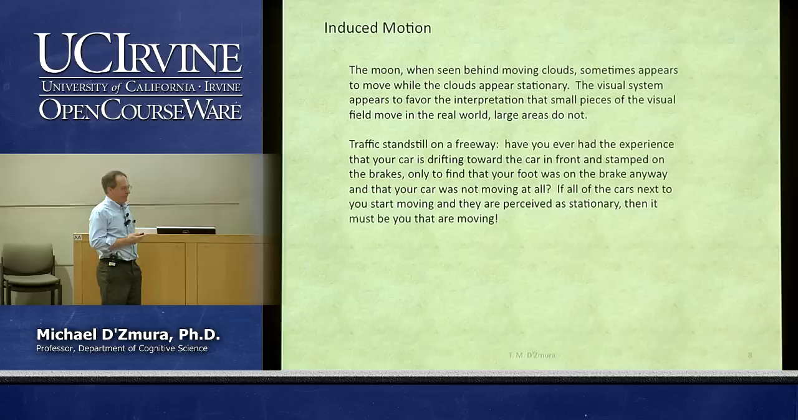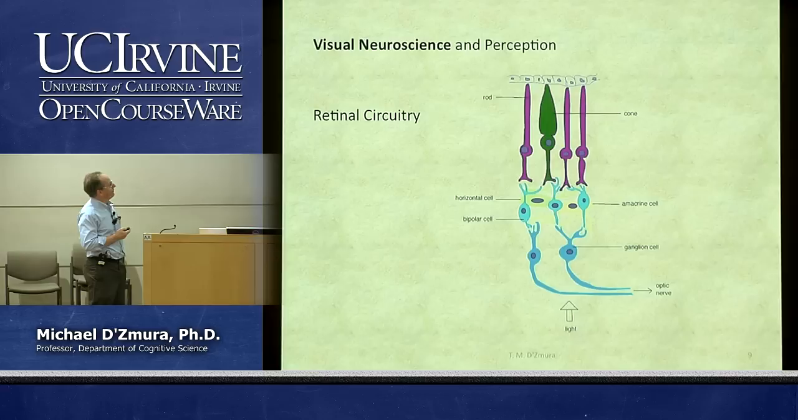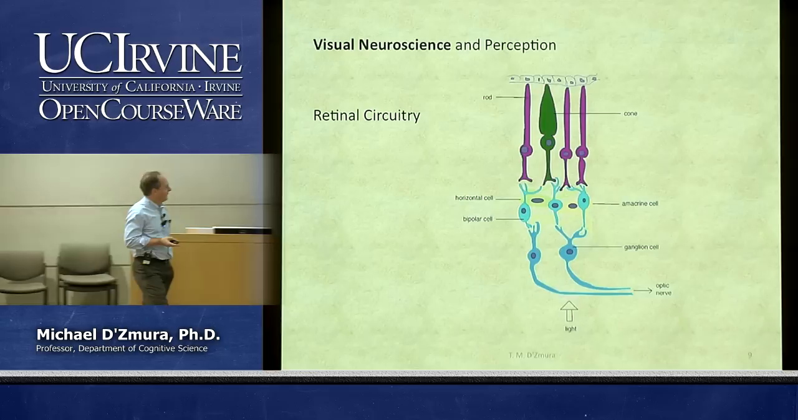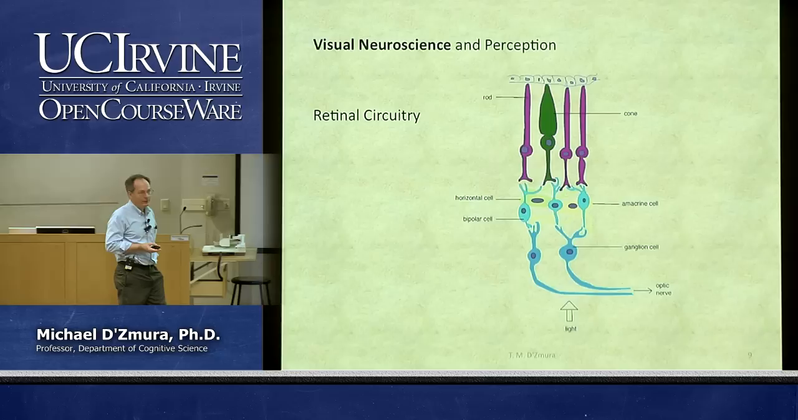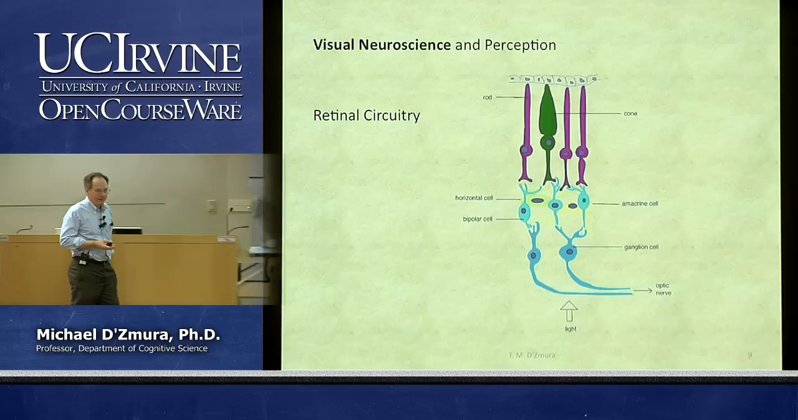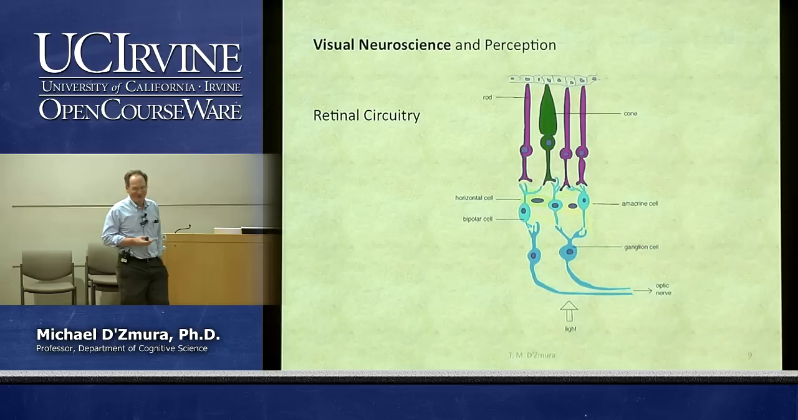I am now going to shift topics and talk a little bit about visual neuroscience and perception, as promised. And I want to remind you of the pathways leading up to primary visual cortex, area V1 first. And then second, we'll take a detailed look at some of the processing going on.